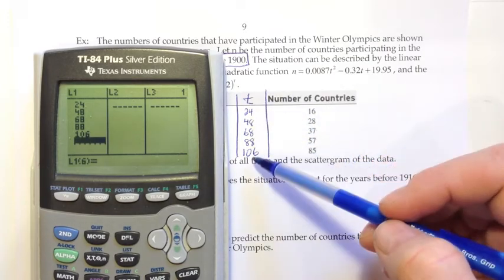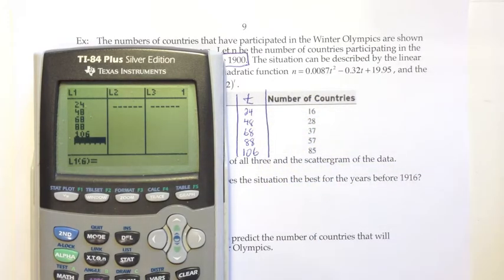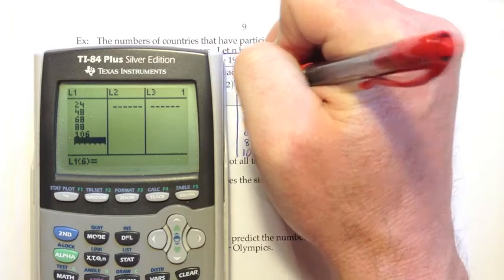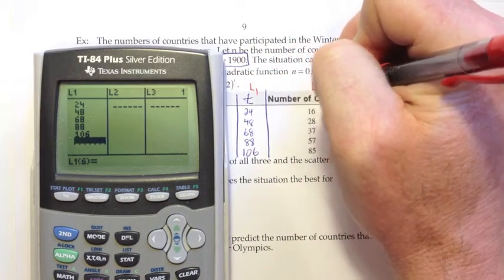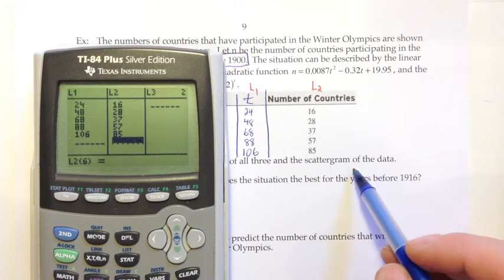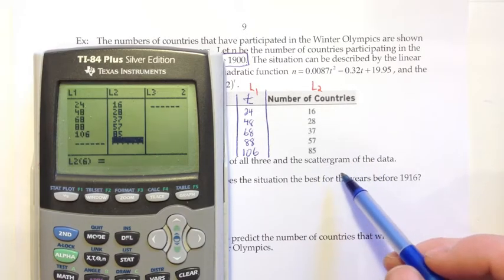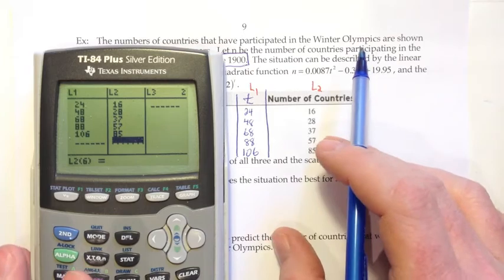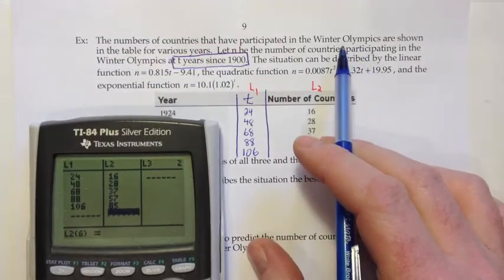Once you have all of those into L1, and just make a note of that right here. So these would go into L1, and then I'd want to put the outputs into L2. So I'll just arrow over and enter those in as well. And then they want me to do a scattergram of the data. So I'm going to do that. Let me just make a quick mention here though of these other functions that they listed.